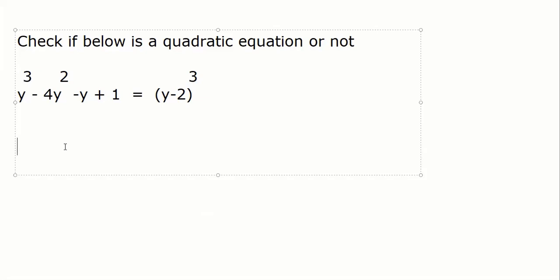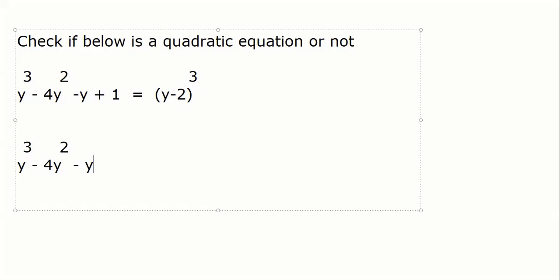Let's check. So my left side will remain as it is. Right side, y minus 2 cube. So I'll write y cube minus 4y squared minus y plus 1. Actually, you don't have to solve it. You can manually also tell, but let's do. So this is y minus 2 whole cube. a minus b cube is y cube.